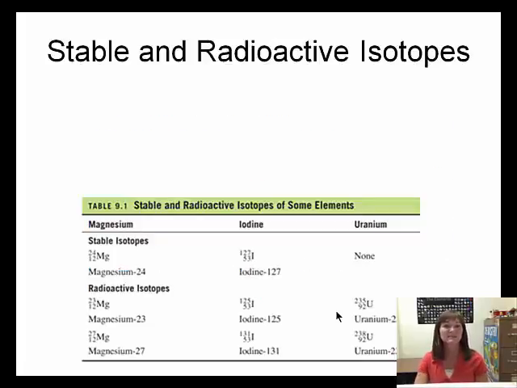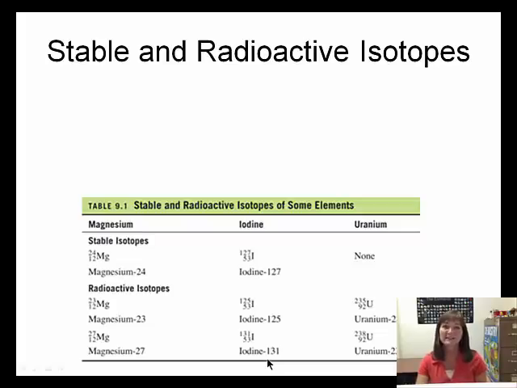So stable versus radioactive isotopes. If we look at this table, the first column is showing magnesium, and you can see that magnesium 24 is actually a stable isotope of magnesium. It doesn't undergo radioactive decay, but magnesium 23 and magnesium 27 are unstable, and so they will go through radioactive decay. Iodine 127 is stable, but iodine 125 and 131 are radioactive. Uranium doesn't have any stable isotopes. And here's uranium 235, and they're showing uranium 233 as examples of some of the radioactive isotopes of uranium.